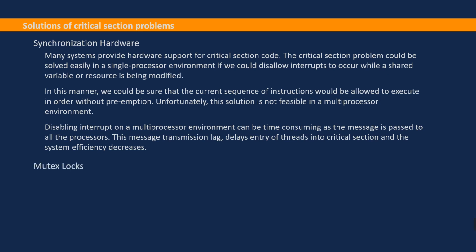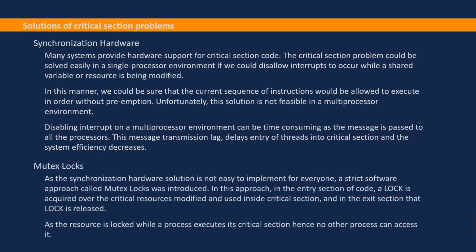So another solution is called the mutex lock. As the synchronization hardware solution is not easy to implement for everyone, a strict software approach called mutex locks was introduced. In this approach, in the entry section of code, a lock is acquired over the critical resources modified and used inside the critical section. And in the exit section, that lock is released. As the resource is locked by the process executing its critical section, no other process can access it. So you just sandwich that critical section with mutex locks.